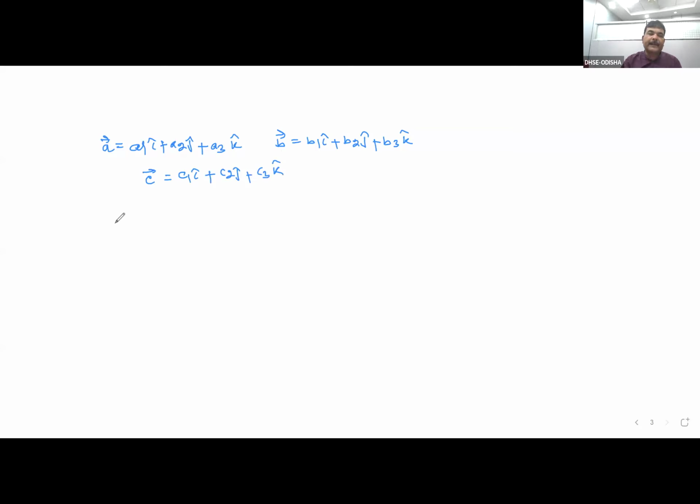Then the box product ABC equals the determinant A1, A2, A3, B1, B2, B3, and C1, C2, C3. Box product ABC is the determinant A1, A2, A3, B1, B2, B3, C1, C2, C3. Come to the proof.